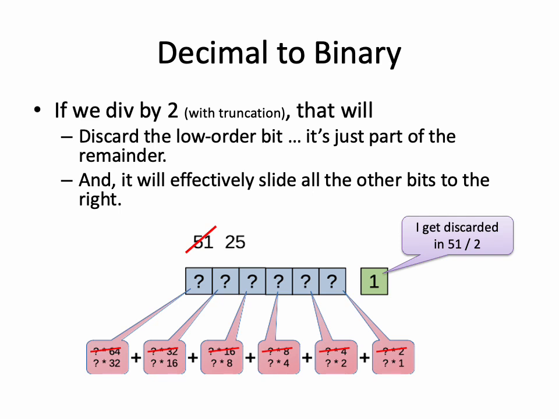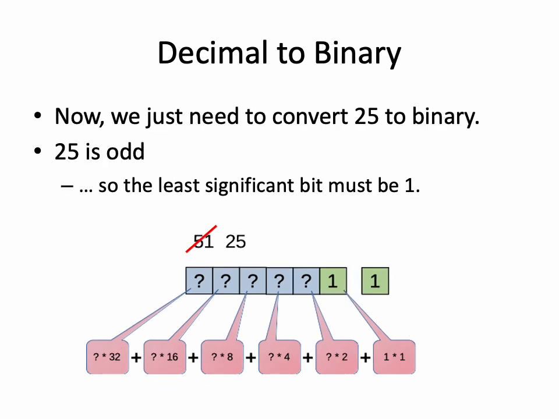So that 1 gets discarded, and now what we're left with, going over from right to left, is the 2 to the 0 bit. So let's convert 25 to binary. 25 is odd, so that least significant bit must be 1. So 25 is 12 times 2 plus 1. So that's where I put that 1.